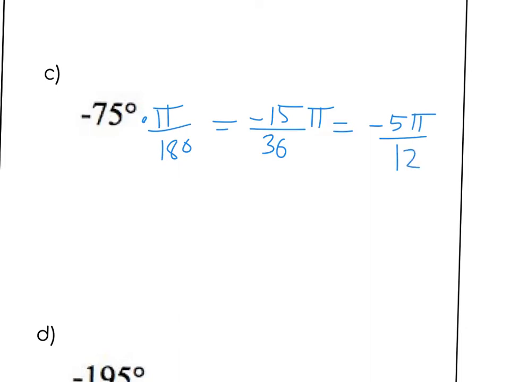For number C, we're going to multiply this by pi divided by 180. Both of these are divisible by 5. So in doing so, we end up getting 5 is going to be 15, and 180 divided by 5 is going to be 20 plus 16 more, 36. Both those are divisible by 3. We get negative 5 pi over 12.